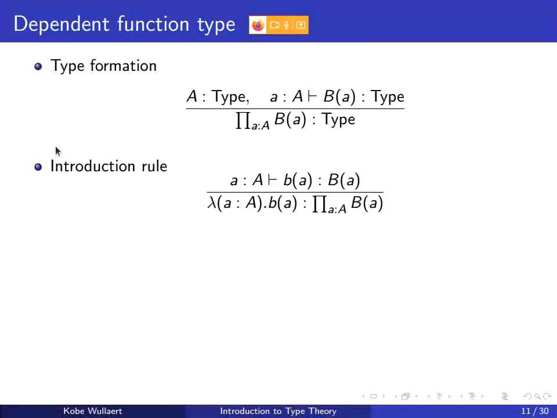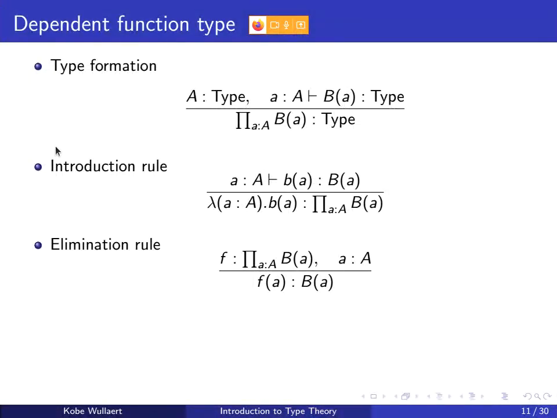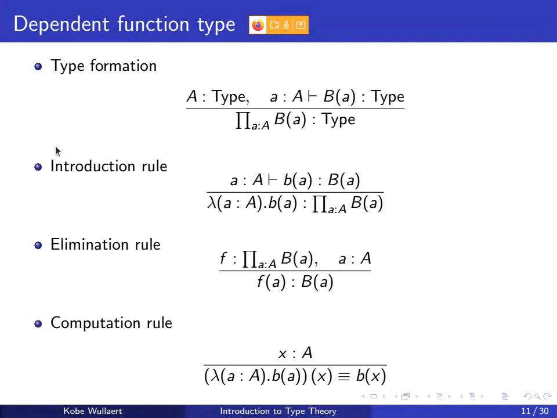Now the introduction rule is actually quite simple. If you assign to each a some term inside of B of a, then you get a function. I've used the lambda notation, so you are just saying that small a is mapped to B of a, to keep it a little bit concise. Then we have an elimination rule: if you have such a dependent function, you can just apply it to a term, and you get something in B of a. And then lastly, there is a computation rule, which is what you would expect for the application of the introduction function, which is given.